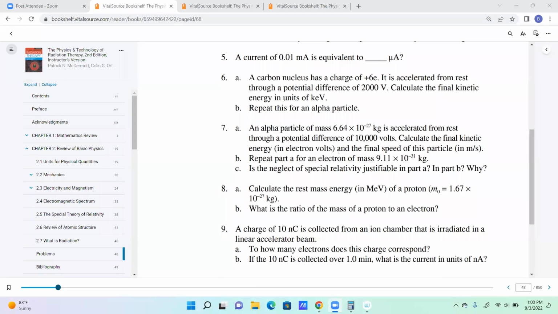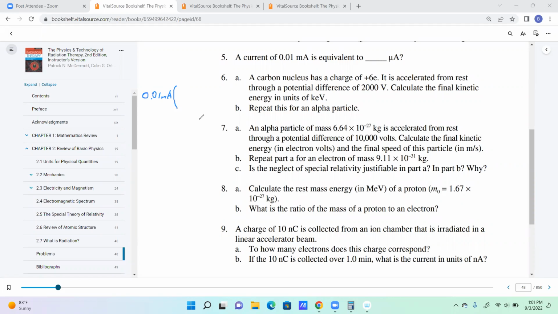Okay. Let's try number 5 here. A current of 0.01 milliamps is equal to how many microamps? Well, again, this is going to be one of those things where we just go through and do the conversion. So we start off here with 0.01 milliamps. And what we want to do is convert that. So the question is, how do we do that?